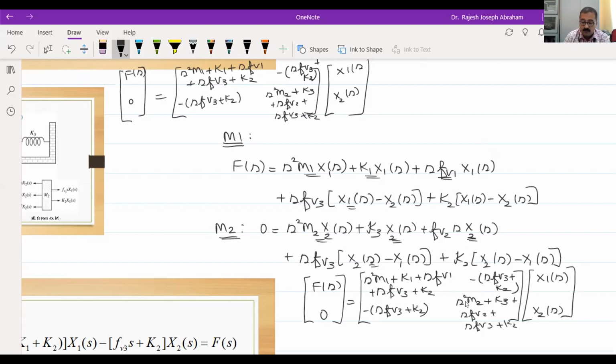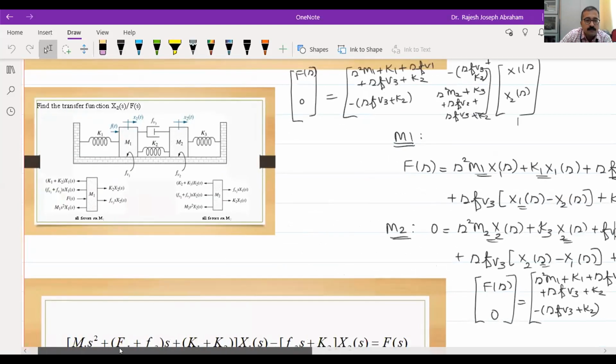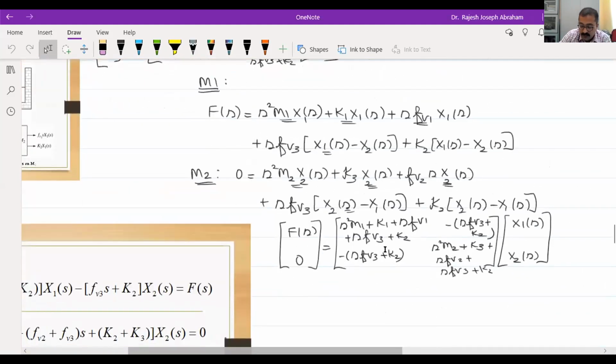Okay, so now what's the question? The question is to find the ratio, the Laplace transform, between what and what? Between x2 of s and f of s. So how will you find x2 of s? Delta 2 of s divided by delta.